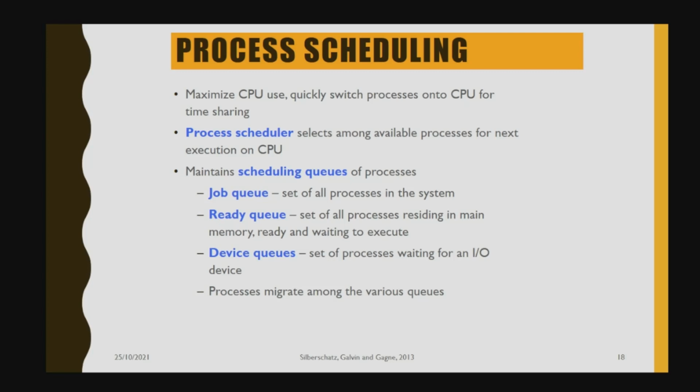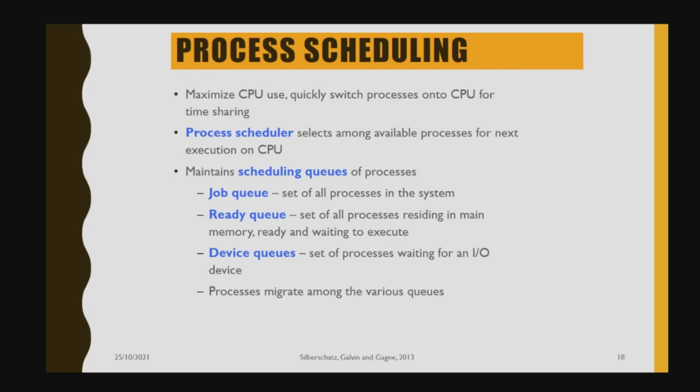Okay, next we have the ready queue. The ready queue refers to the set of all processes residing in main memory, ready and waiting to execute. You can recall the state diagram. We have create, we have ready. So it looks like that part: we have the job queue and then the ready queue. Ready queue means it's ready and waiting to be executed.